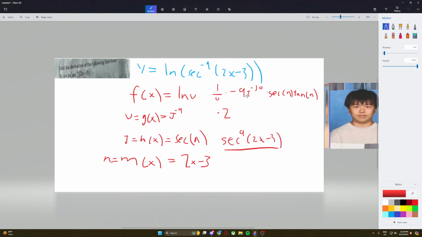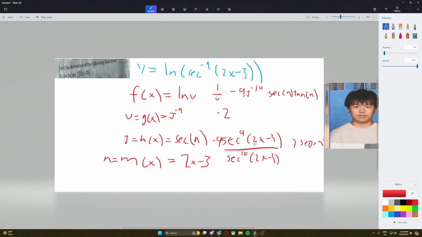Now we plug in j. Negative 9, j is sec 9 of 2x minus 3. But since the negative is on top, it has to be on the bottom. So negative 9, and then j to the negative 10, so secant 10 of 2x minus 3 times 2 times secant n of 2x minus 3, and so on.